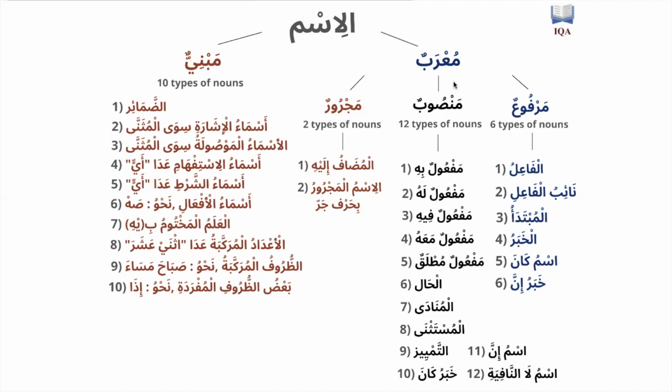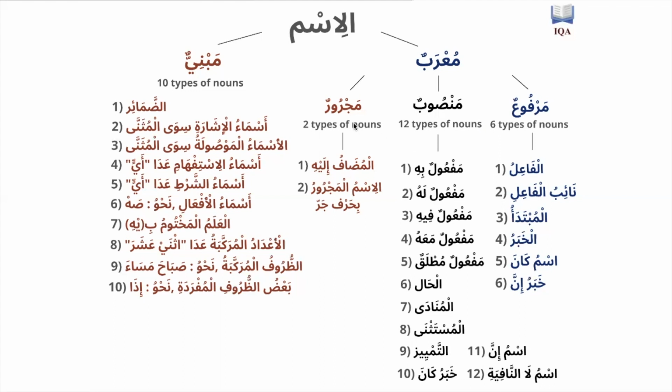And nouns that are marfu' are 6 types. Nouns that are مرفوع are six types of nouns. Either the فاعل, the نائب الفاعل, the مبتدأ, خبر, اسم كان, or the خبر كان, or the خبر إن, عفوا. These six here are the different types of nouns in the Arabic language that are going to be مرفوع. Any other type of noun is not going to be مرفوع. Nouns that are mansub, there are 12 different types. We have the مفعول به, the مفعول له, the مفعول فيه, إلى آخره. You can read this on your own, right?